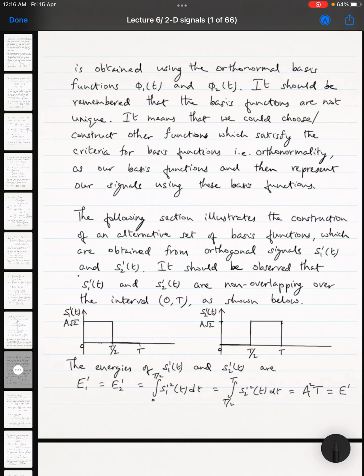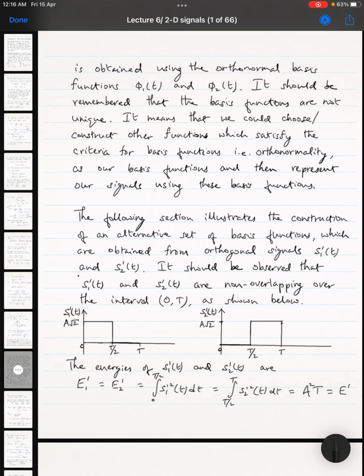So now what we have here is two signals which are non-overlapping over the interval 0 to T. We have this S1 of t which is defined in the interval 0 to T by 2, and S2 of t is defined in the interval T by 2 to T. And this is something which we saw in the last lecture: how to have non-overlapping signals which are orthogonal to each other, which we discussed in detail in our previous lecture, and how to construct M such signals.